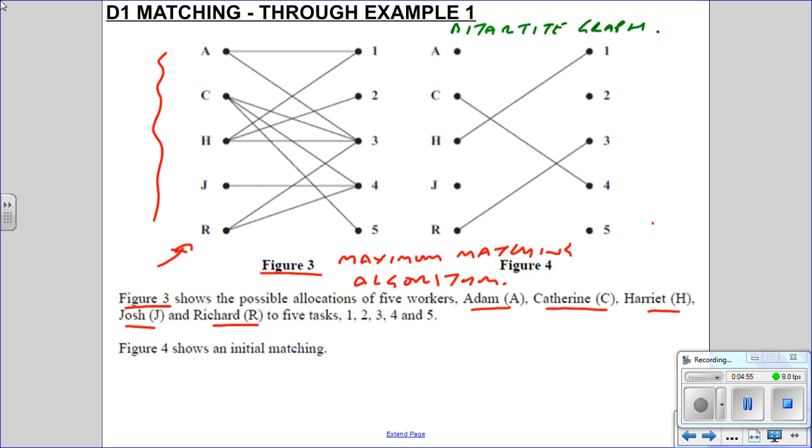Okay, so figure 4 shows an initial matching. So that's what this right-hand side is about, okay? So this is the possibles on the left, essentially, and on the right, this is our initial matching. So as it stands, we have 3 people allocated to 3 jobs, and there are 2 jobs and 2 people missing. Okay, so our task is to use the maximum matching algorithm in order to link up A with a task and J with a task as well.